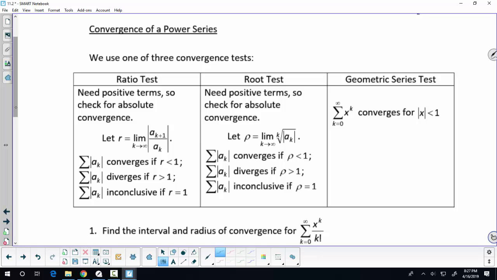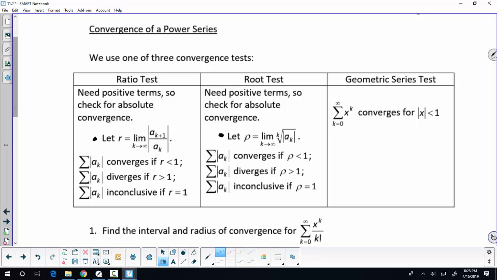So basically 3 tests. If it's not geometric, we're defaulting back to the root or the ratio test. Those were valid for positive terms, and that's why we have the absolute value built in. But having the absolute value built in also gave us the added benefit. The theorem from chapter 10 said that if a series converges absolutely, it converges. So if it converges under these conditions absolutely, then it converges.